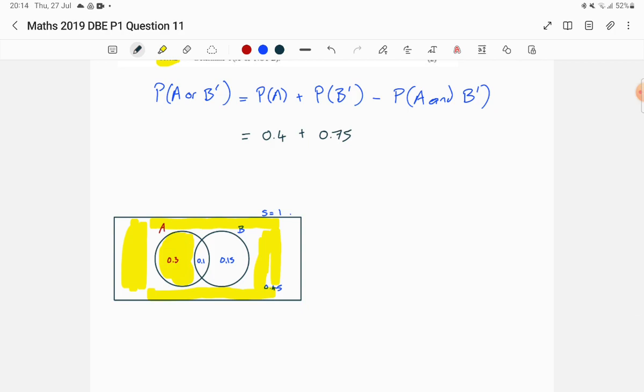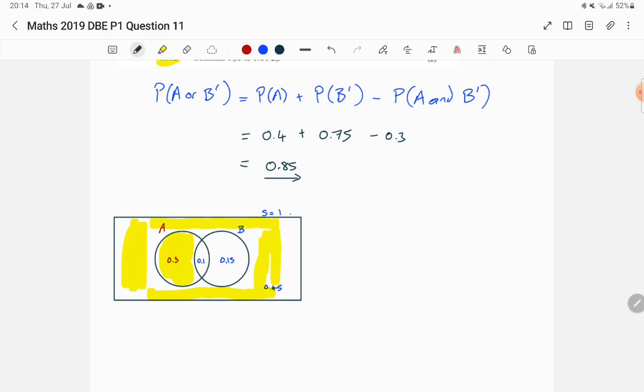Then we're looking at the probability of A and not B. So in other words, that's just a fancy way of saying probability of A only. So that is minus 0.3. And that's how we get our answer of 0.85. Okay, so that's one way of doing it.